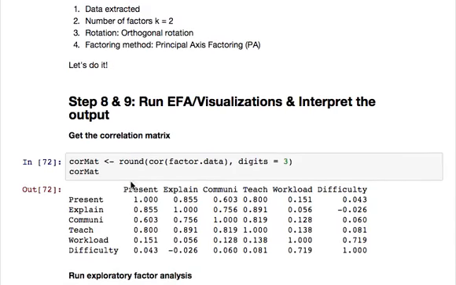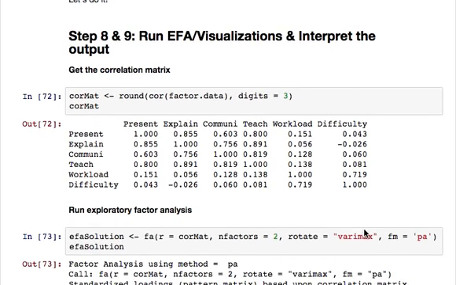First, we're going to create the correlation matrix and store it in an object. And once again, we see high correlations between all of the communication items, high correlations between difficulty and workload, and low correlations between the two factors, suggesting that the factors probably are, in fact, orthogonal.